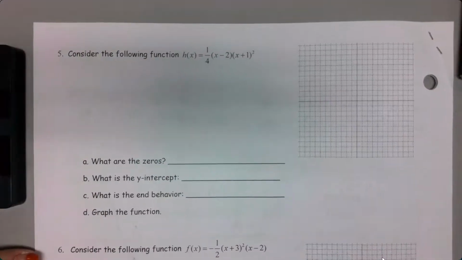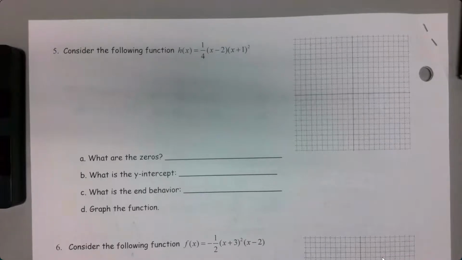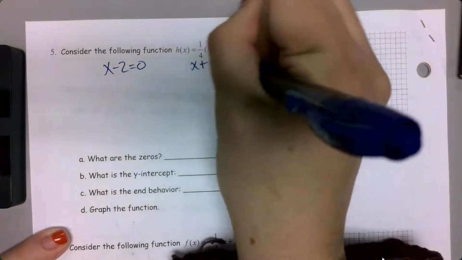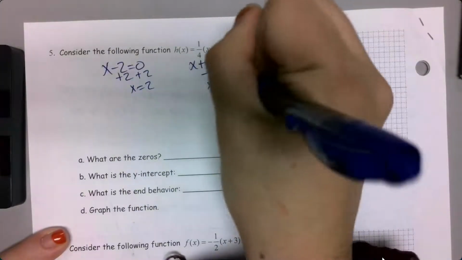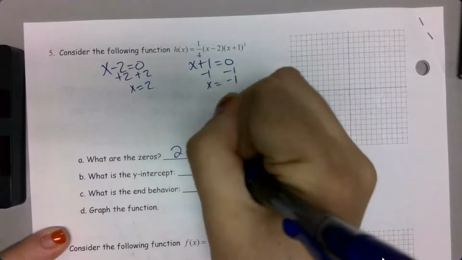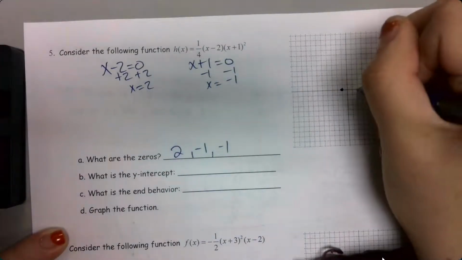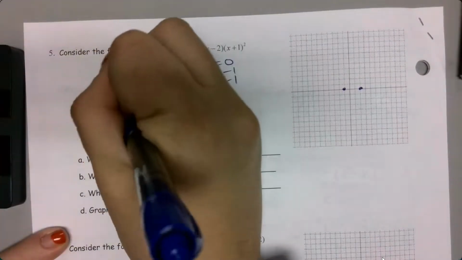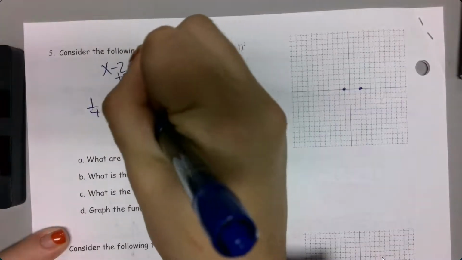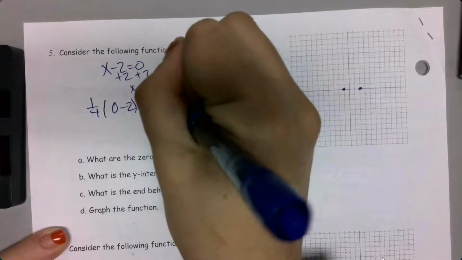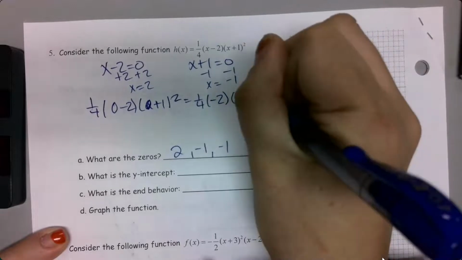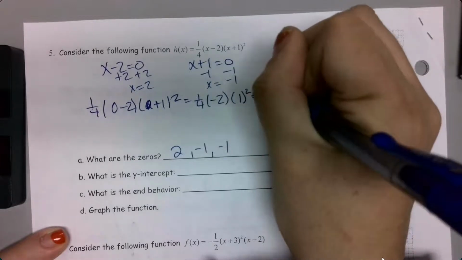Okay, there's a few more on the back. This one wants me to consider this graph. What are my zeros? So I take this and set it equal to 0. So I have 2, and then I'm going to write the negative 1 twice. I'm going to graph those on my paper. My y-intercept I find by plugging in 0. So I have 1/4 times negative 2 times 1 squared, which is negative 1/2.